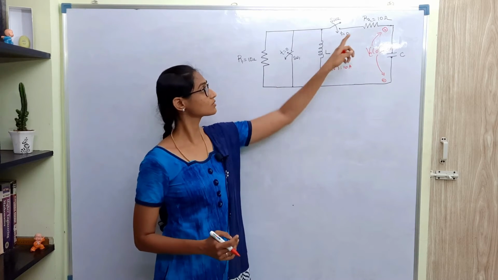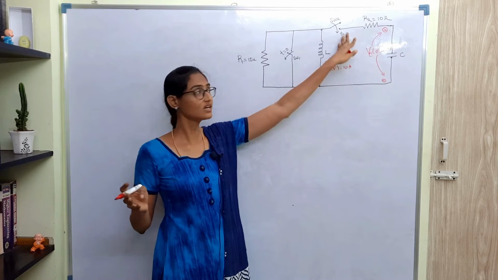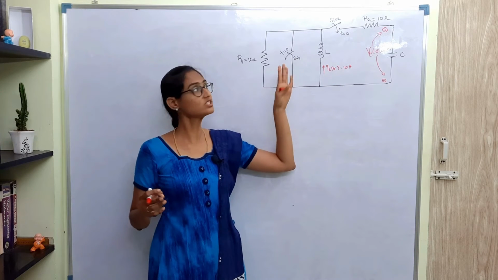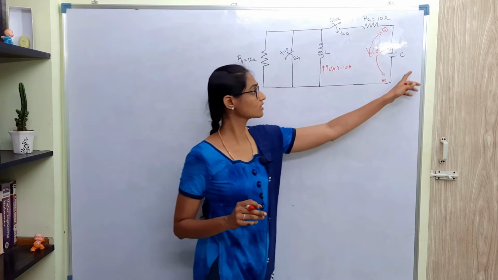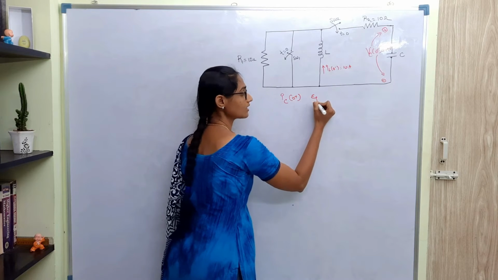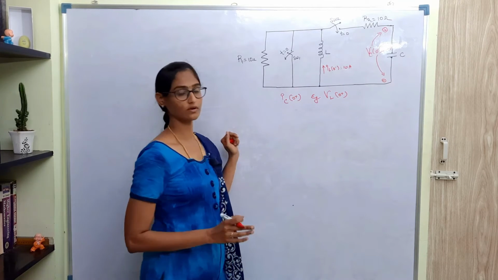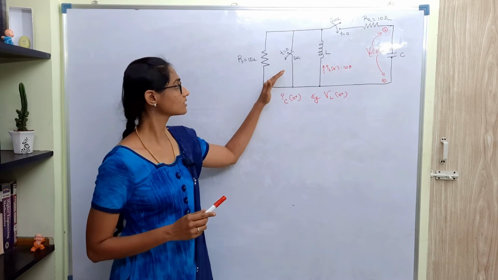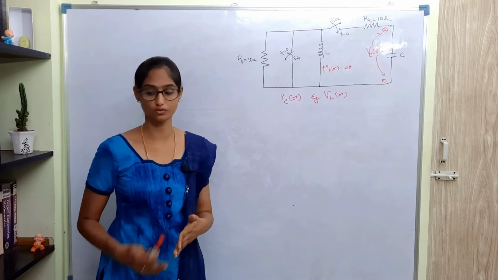In this circuit, the switch SW2 is closed at time t equal to 0, before which it was open, and the switch SW1 is opened at t equal to 0, before which it was closed. We are asked to find out the current through the capacitor, IC at 0 plus, and then VL at 0 plus. We have to find both these quantities. Before that, we will draw the circuit just before the time t equal to 0.